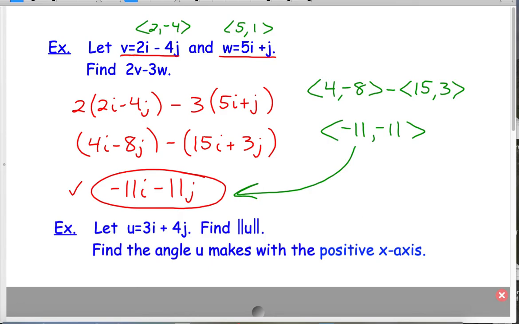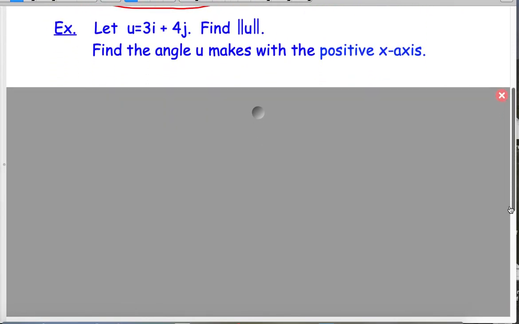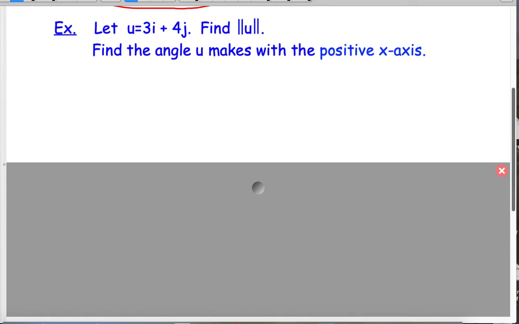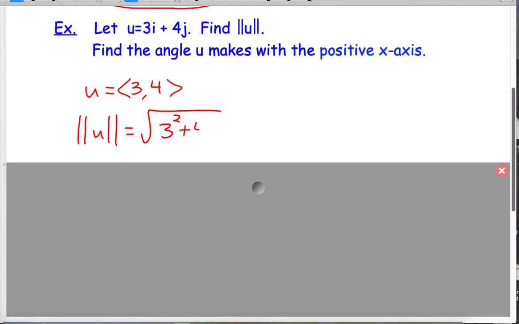Okay, let's look at another example. If u is equal to 3i plus 4j, find the magnitude of u, and then find the angle that that vector u makes with the positive x-axis. So let's find the magnitude, 3i plus 4j. Well, we know now that the component form of that is just going to be (3, 4). So the magnitude of vector u will be the square root of the x component squared plus y component squared. And there's a Pythagorean triple. So we know that it has a magnitude of 5.